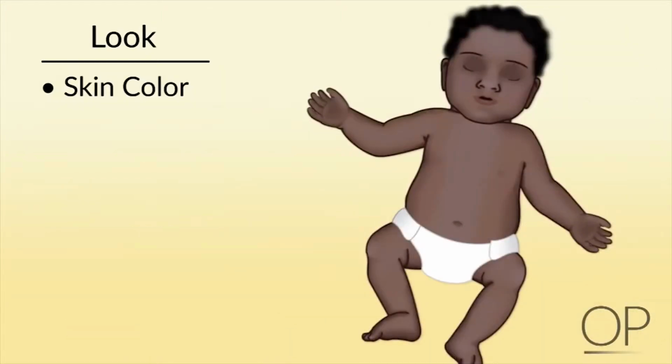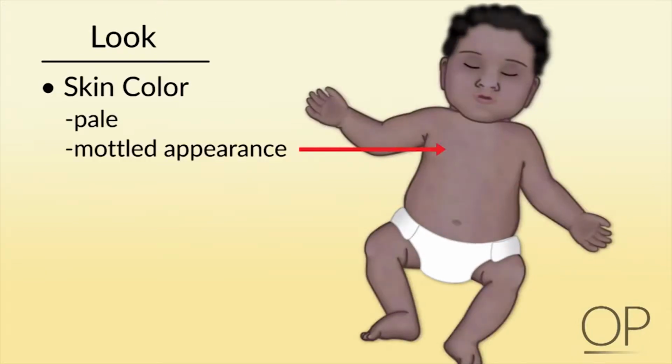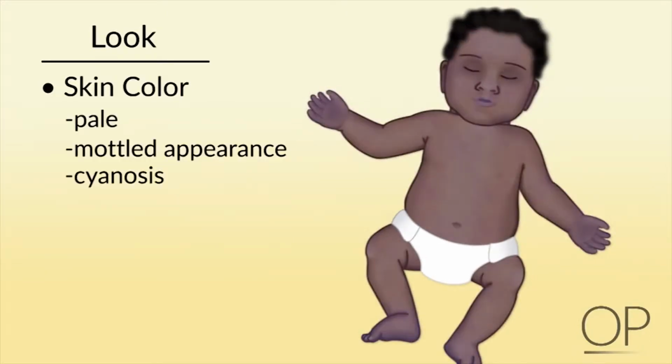Next, you want to look at their overall skin color. Do they look pale? Are they mottled? Do you even notice some cyanosis or a bluish tint to their color? You may notice these things around their lips, which is known as circumoral cyanosis. You also may see that their hands or their feet appear a little bit blue. These things could indicate they're not getting enough oxygen.